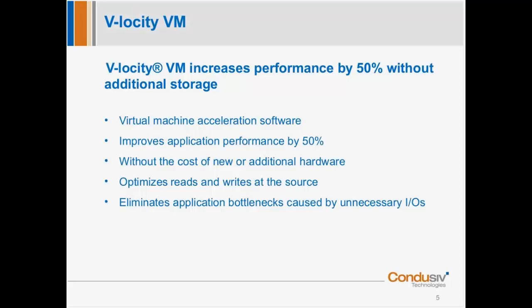And what's unique is it's optimizing read and write I/O at the source, which is the operating system itself. By being that close to the application, it allows you to reduce unnecessary I/O and eliminate application bottlenecks right at the source. So the application and everything in the ecosystem can receive the benefits of I/O performance. The bottom line is Velocity VM reduces the amount of I/O you have to deal with.